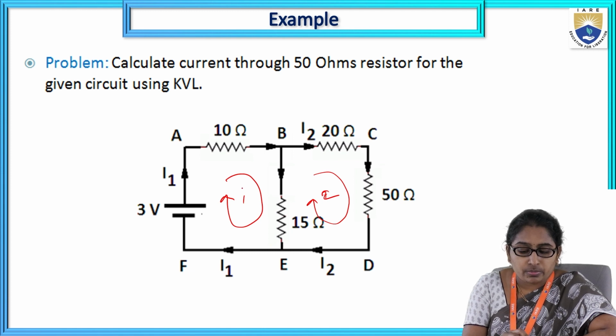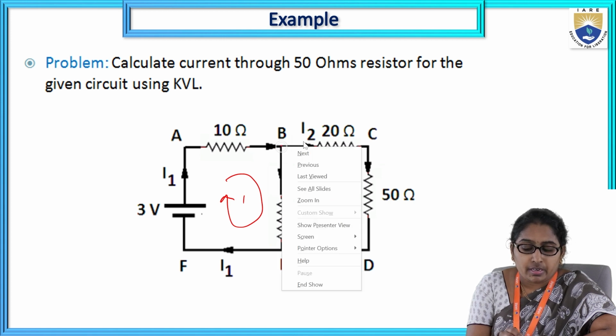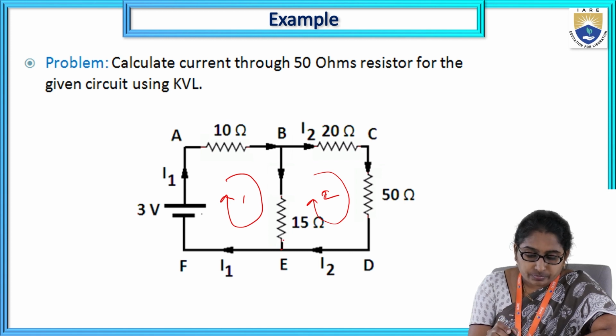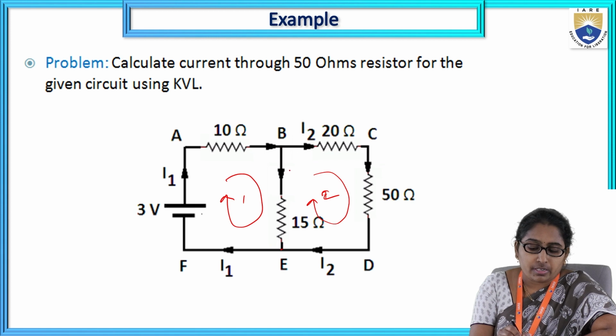So first the current directions are taken. Let us say the current coming from the supply is I1. After point B, it has two different paths. The current in the next path is taken as I2, flowing through this 50 ohm also and coming back here. Then this is I1, this is I2, so what is the current here? That is given by I2 minus I1.